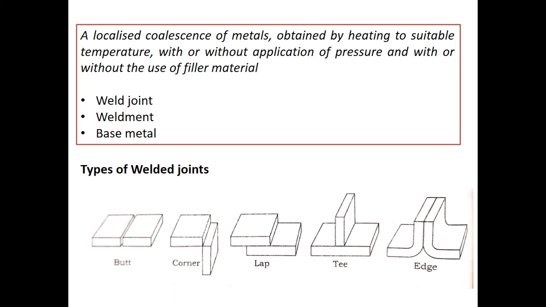Then what do you mean by a base metal? Base metal refers to the pieces of metal which are being welded to form the welded joint or weld joint. That is called the base metal.